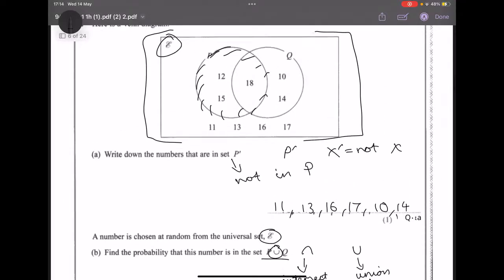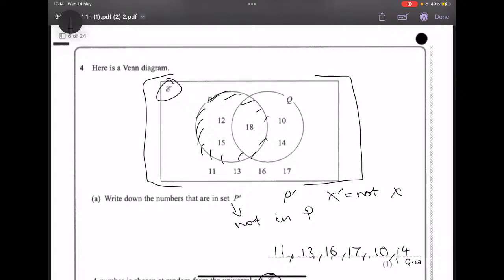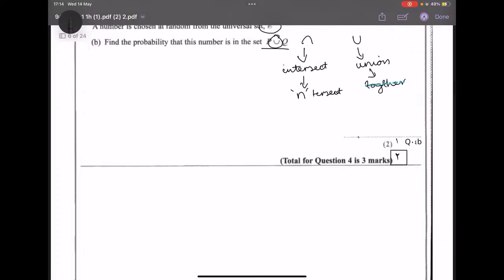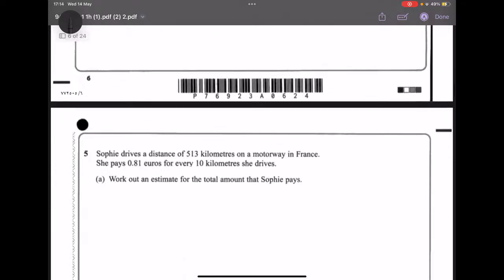So to find the probability, we are looking at the number of events in the total set. So we have 1, 2, 3, 4, 5. That means we have 5 out of the total, which is 5 plus 1, 2, 3, 4. Therefore, our answer would be 5/9. That's a 2 mark question, and it's quite simple.